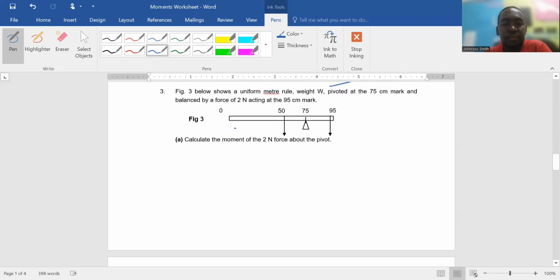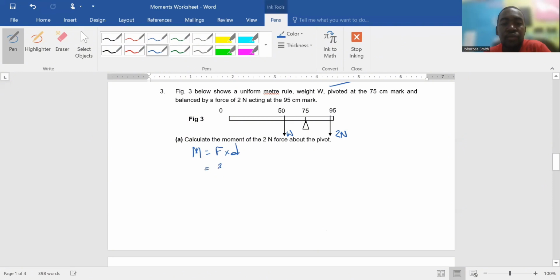Now, next question, same type of ruler. Now, this time the object is pivoted at 75. There is a 2 Newton force acting at 95, right? And we have the weight of the ruler acting from the 50. We call that W. Calculate the moments of the 2 Newton force about the pivot point. So this one is very simple. It's just to find the moments, force times distance.